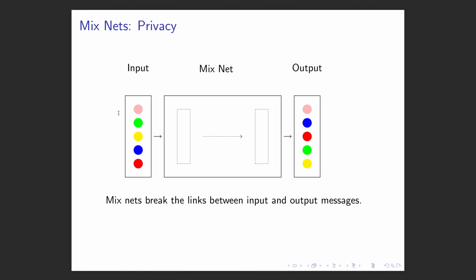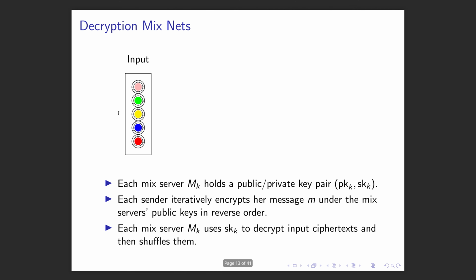So as I said before, mixnets break the links between the input and the output. And this is very important in many applications, as we said in e-voting. Okay, so there are two different kinds of mixnets. There are decryption mix nets and re-encryption mix nets, and let me just give you a feel for both of these in turn.